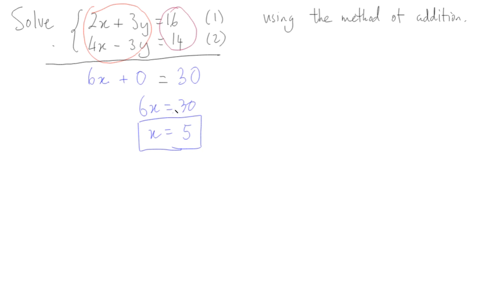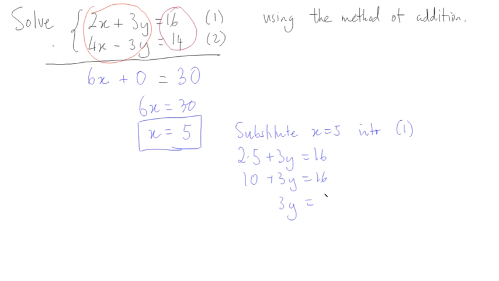And knowing what x is, I can then put it in either equation 2 or equation 1 and find y. So substitute x equals 5 into 1, for example. I get 2 times 5 plus 3y equals 16. So 10 plus 3y equals 16. Move over the 10 gives me 3y equals 6 and y equals 2. So the solution is x equals 5 and y equals 2.